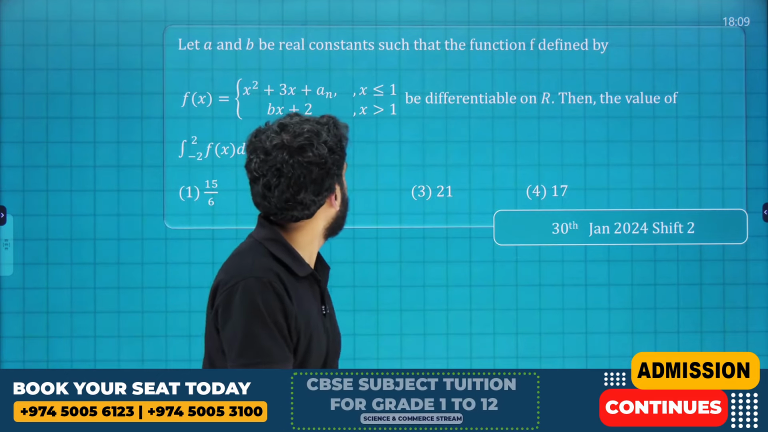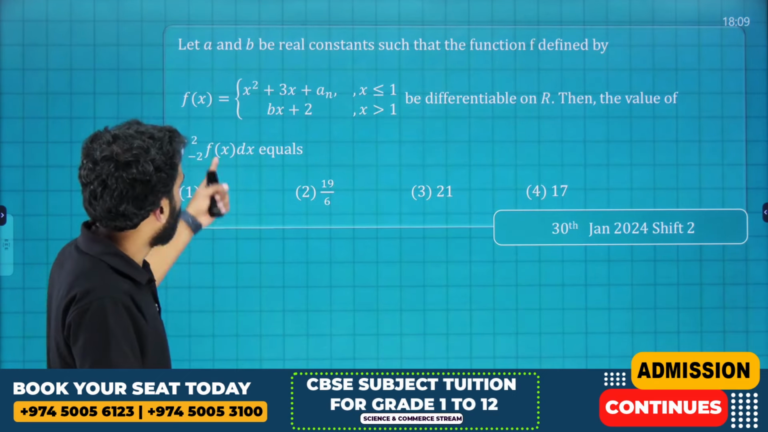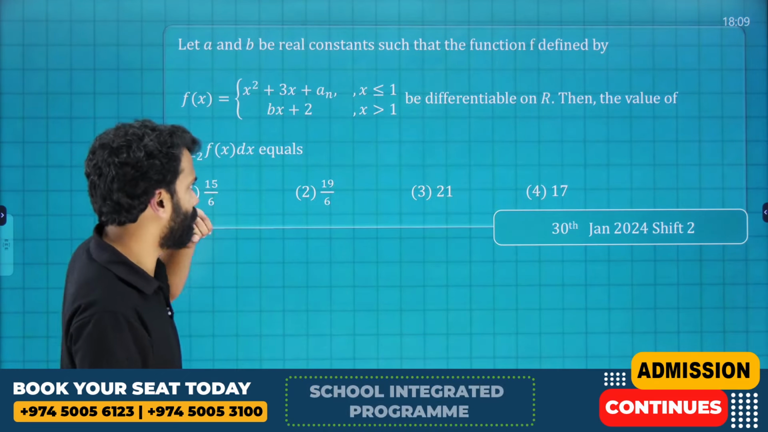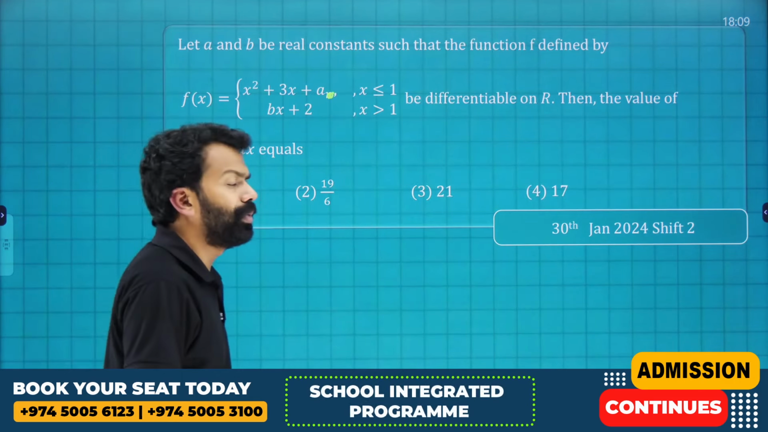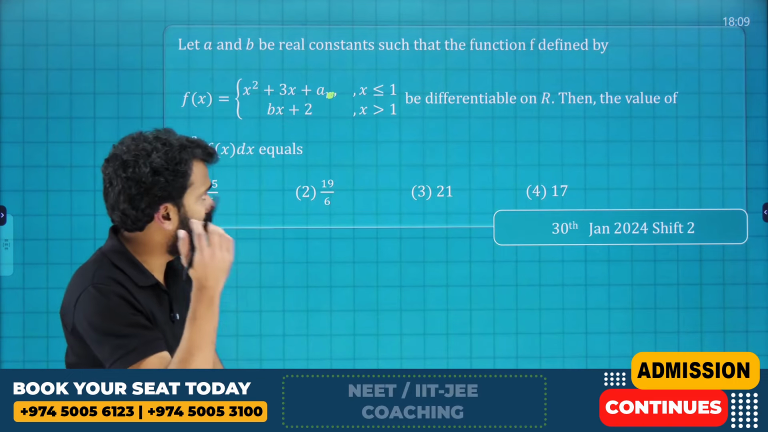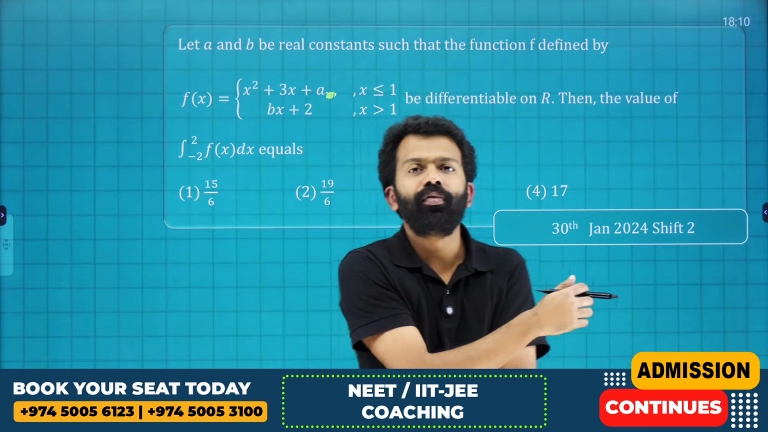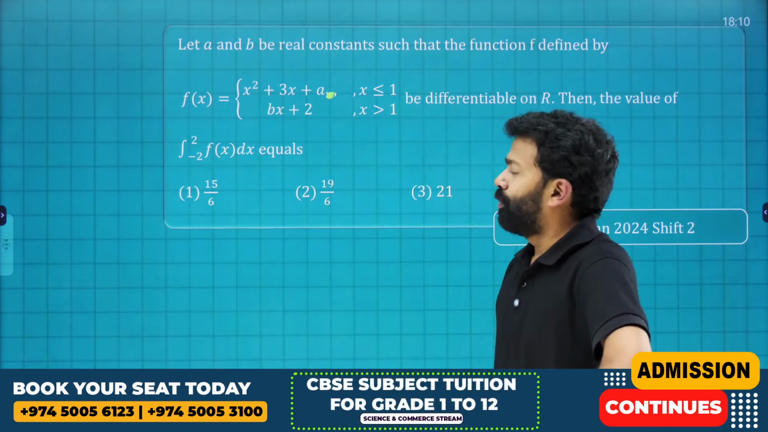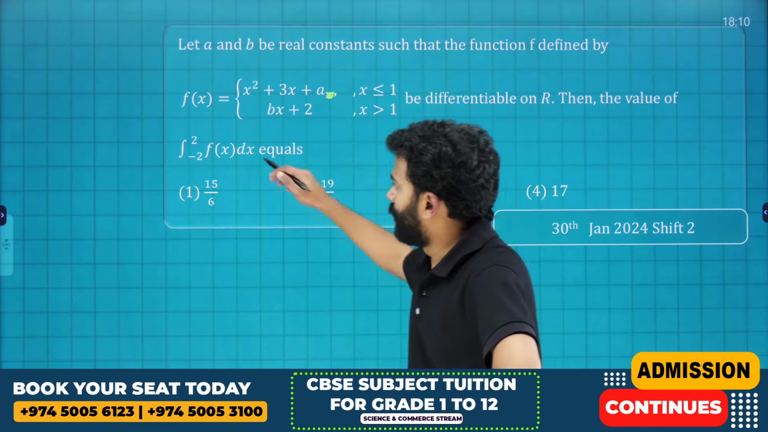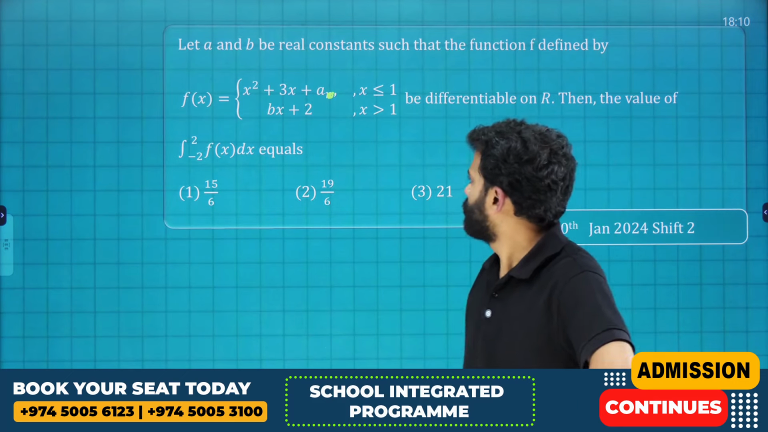Let a and b be real constants, that is real numbers, such that the function f defined by f of x is equal to x square plus 3x plus a for x less than or equal to 1, and bx plus 2 where x greater than 1, be differentiable on R. Then the value of the integral from minus 2 to 2 of f of x is equal to. How are you going to formulate this one? We need to find a and b first and apply definite integral properties to get to the final answer. Okay, let's go for that.